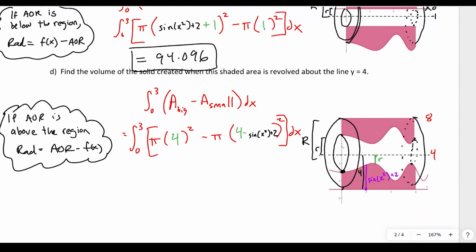Now again, once you've got that set up, just throw it into Desmos and you'll get your answer. Okay, we should get here 118.701.